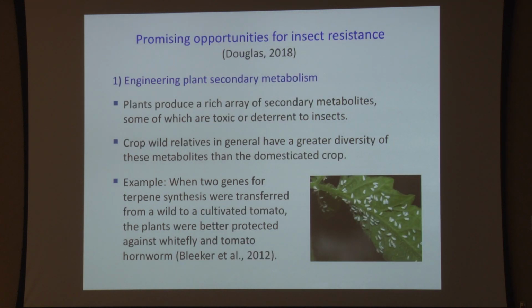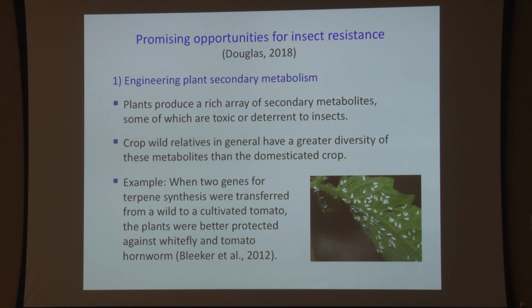And then these are some ideas from that Angela Douglas review paper, promising opportunities for insect resistance. One is engineering plant secondary metabolism. There are considered to be, I think, something like 200,000 different secondary metabolites in the plant kingdom, few of which have actually been investigated. So looking for new sources of toxic or insect deterrent chemicals. Crop wild relatives are considered to have a greater diversity of these metabolites than the crop domesticates.